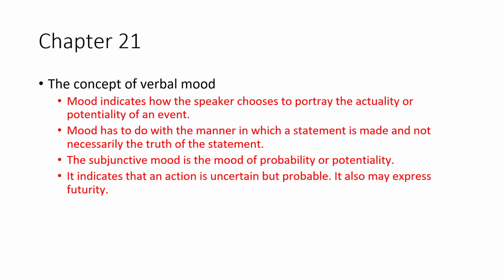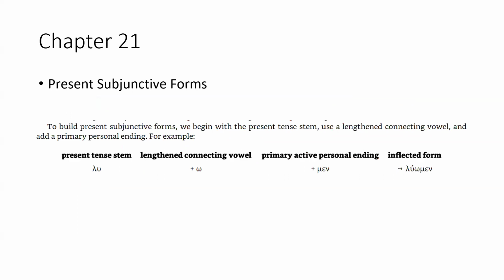So let's review the concept of verbal mood. Mood indicates how the speaker chooses to portray the actuality or potentiality of an event. Mood has to do with the manner in which a statement is made and not necessarily the truth of the statement. Subjunctive mood is the mood of probability or potentiality. It indicates that an action is uncertain but probable. It also may express futurity.